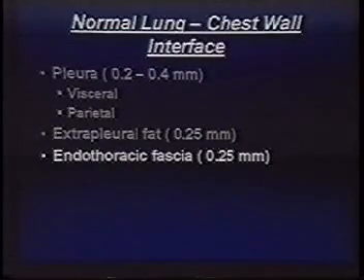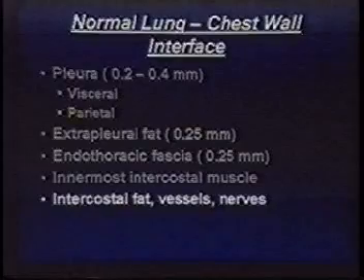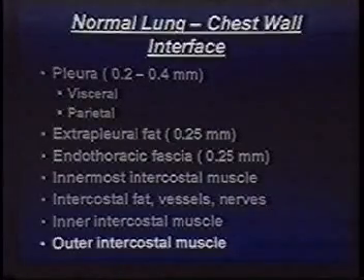External to this is the endothoracic fascia, measuring approximately 0.25 millimeters. It is the last continuous layer within the ribs, and it is also continuous with the periosteum of the ribs and the perichondrium of the costal cartilages. The innermost layer of the intercostal musculature is separated from the more outer layers by fat, vessels, and nerves in the intercostal spaces.